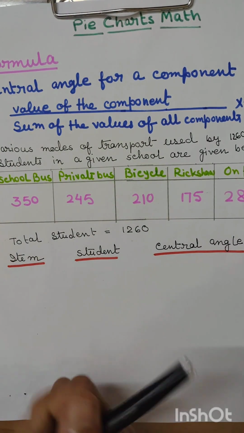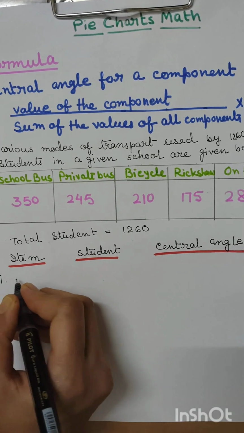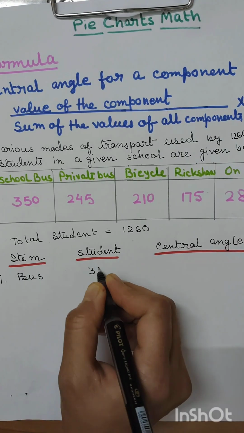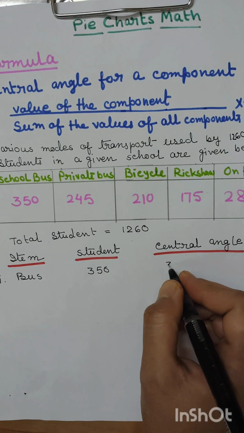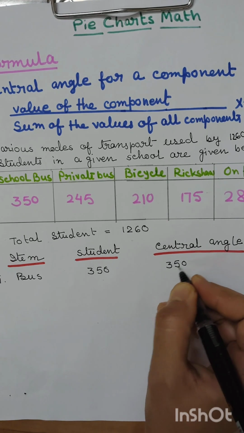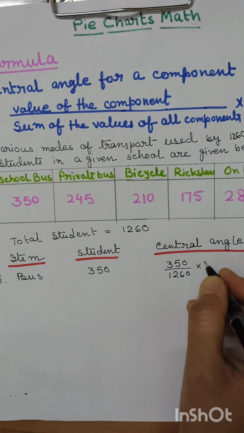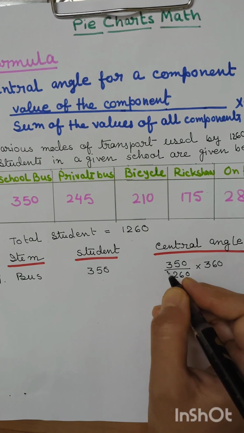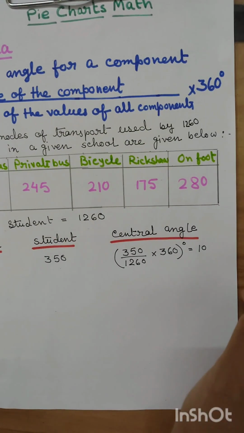Then number 1, bus. You write the item name is bus. Student 350. Central angle: 350 by 1260 into 360. You convert it into degrees, so after 360 make a bracket with a degree sign. The answer is 100 degrees.